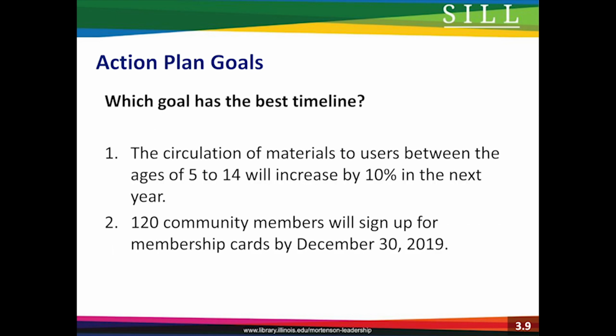So that moves us to the next set of goals that we want to look at. Which goal has the best timeline? 1. The circulation of materials to users between the ages of 5 to 14 will increase by 10% in the next year. 2. 120 community members will sign up for a membership card by December 30th, 2016. Which of these goals has the best timeline? The answer is 2, because it has a clearly defined timeline. Next year is much too vague.